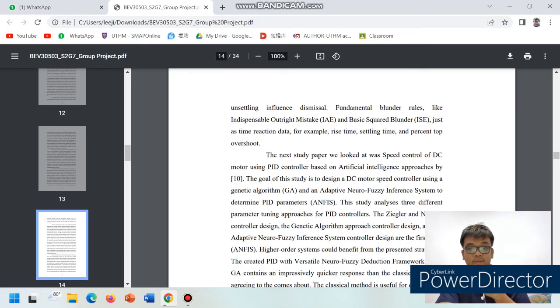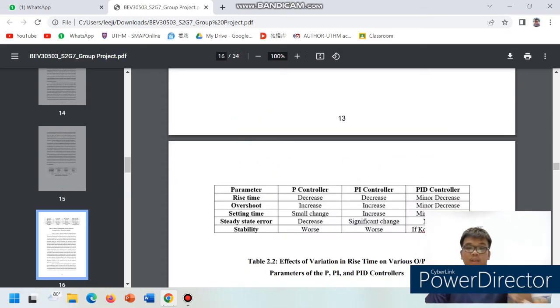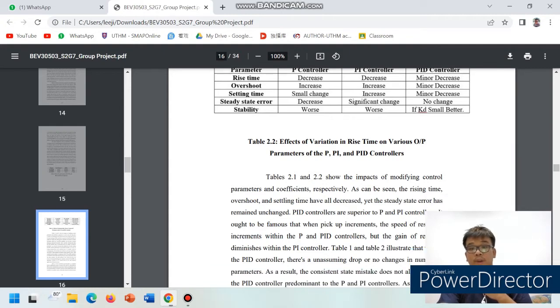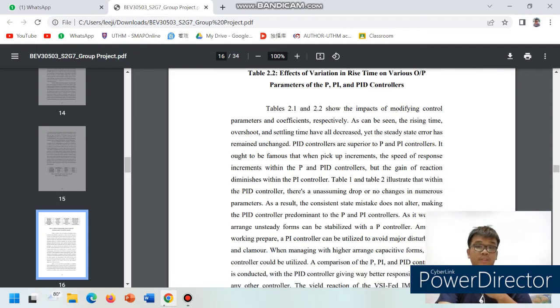This study analyzes three different parameter tuning approaches for PID controllers: the Ziegler and Nichols controller design, the genetic algorithm controller design, and the adaptive neural fuzzy inference system controller design. Table 2.2 shows the effect of variation in rise time on various parameters of the PI and PID controller. These two tables show the impact of modifying control parameters and coefficients respectively. As can be seen, the rise time, overshoot, and settling time have all decreased, and yet the steady state error has remained unchanged.